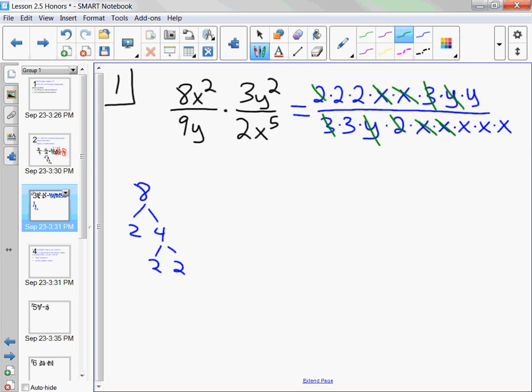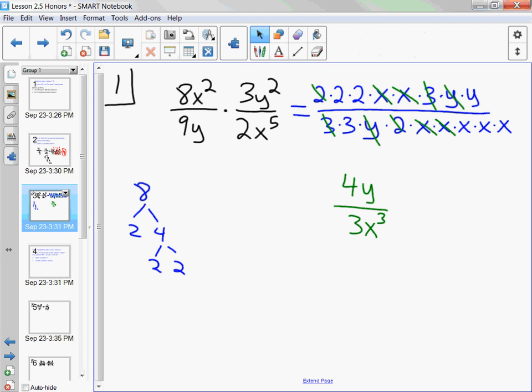And so on the top, we're left with 2 times y, which is 4y. On the bottom, we're left with 3 times x times x times x, which is 3x cubed. And that would be our answer. And it's completely simplified. We've multiplied, and then we simplified it after canceling those factors.